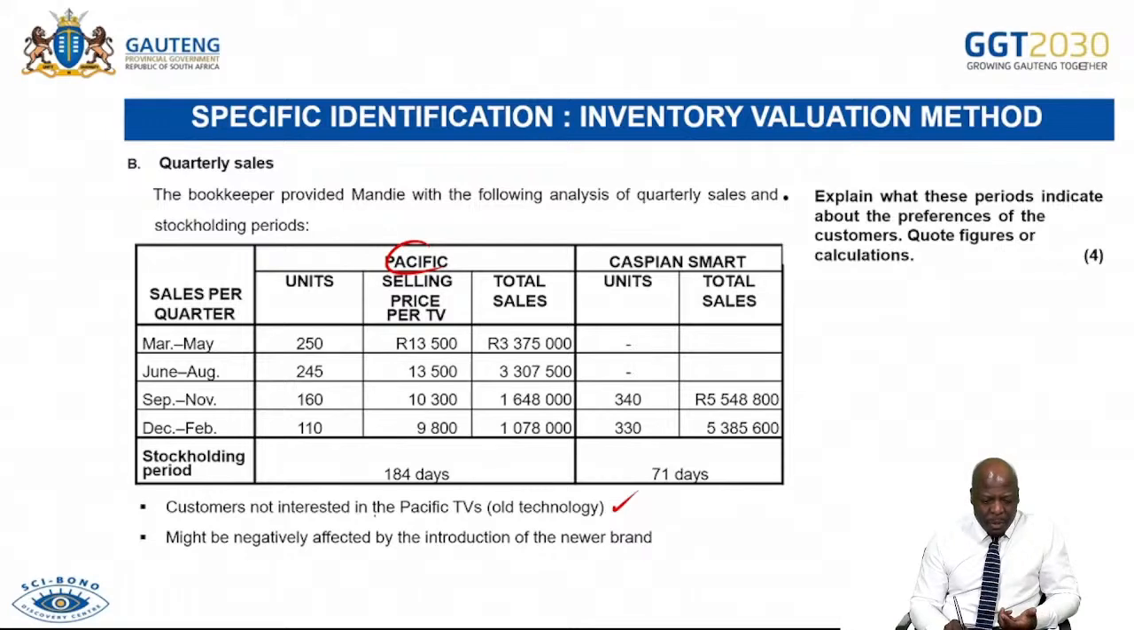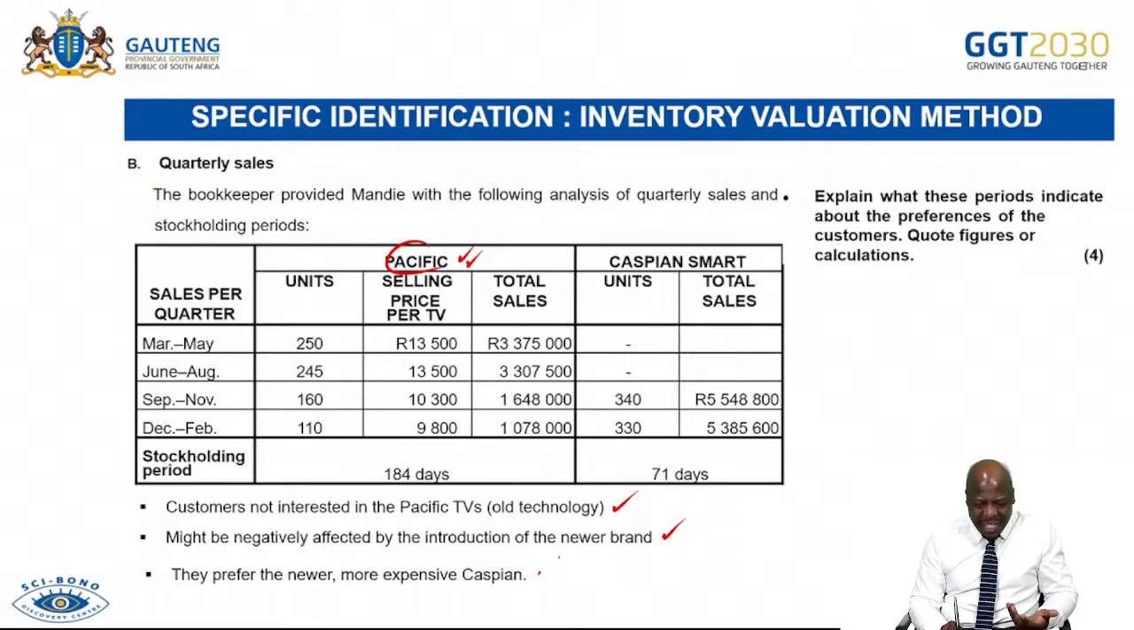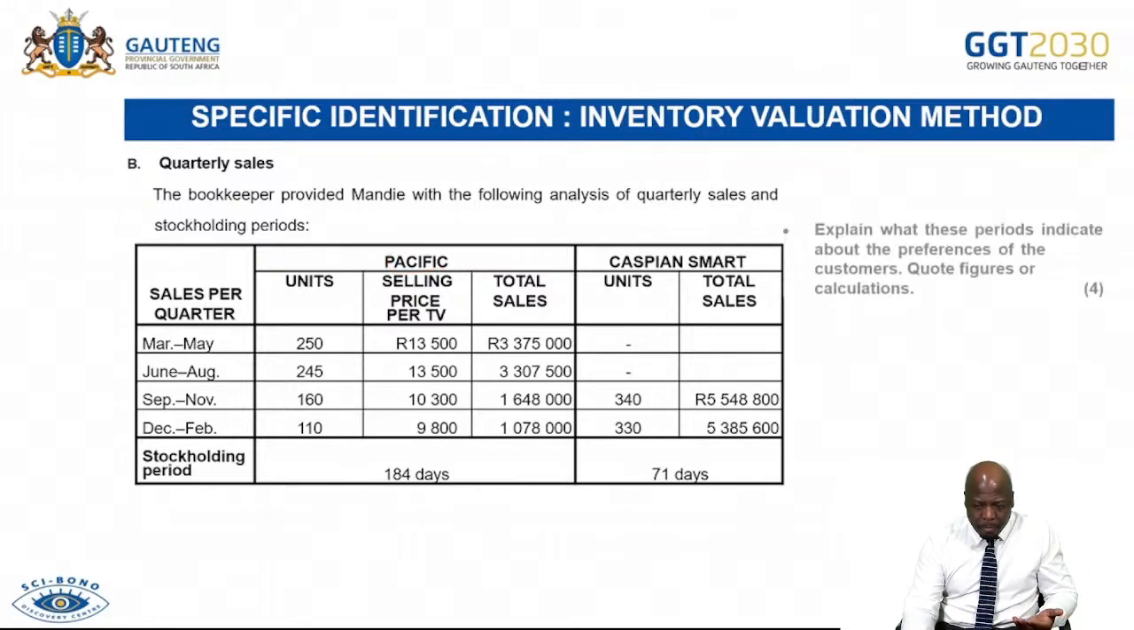Okay. So customers might be negatively affected. The Pacific might be negatively affected by the introduction of the new brand. The coming in of the Caspian might have affected the sale of the Pacific, and they prefer newer and more expensive Caspian TV. Okay, so here we're talking about the customer's preferences.